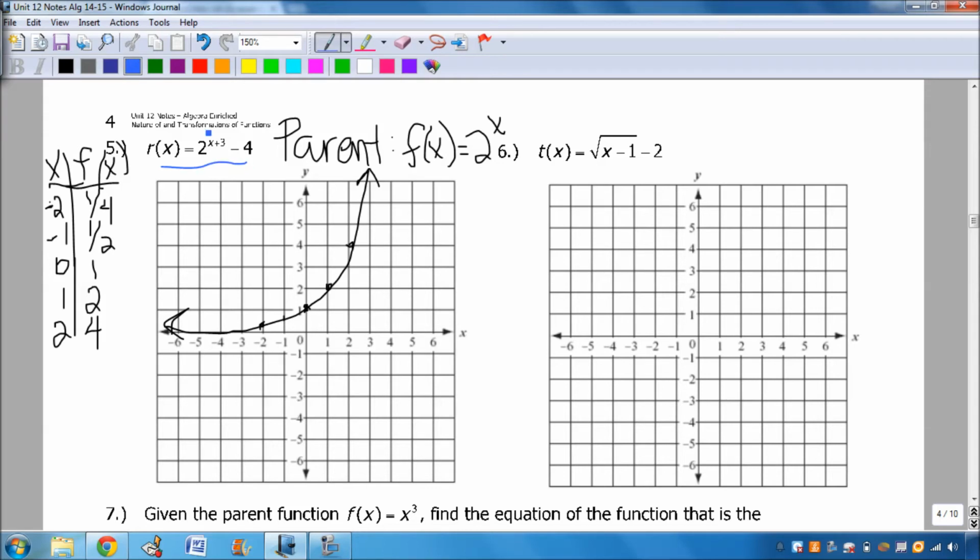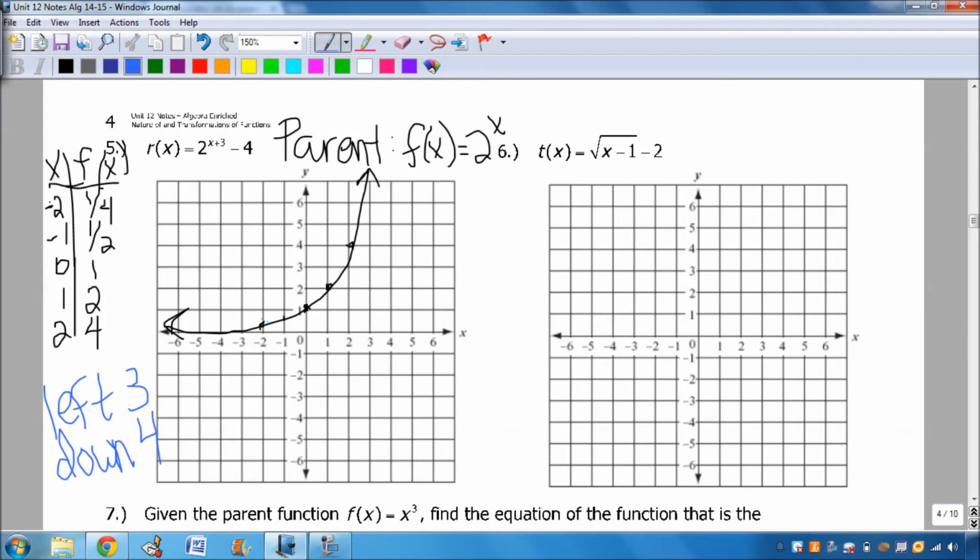Well, right here, this x plus 3 is telling me that it's going to the right, or excuse me, it's going to the left 3 because it's part of my input, okay? And then this minus 4 right here is telling me that it's going down 4, okay? So I'm going to take each one of my coordinates, and I have 2 shifts this time, left 3 and down 4. So I'm going to take this value right here, which is at a quarter.